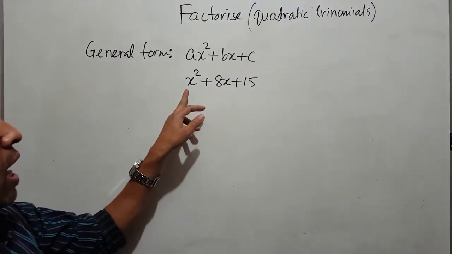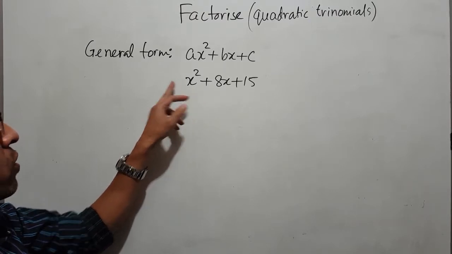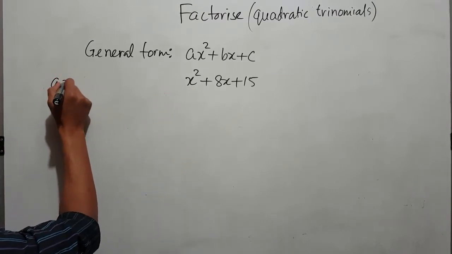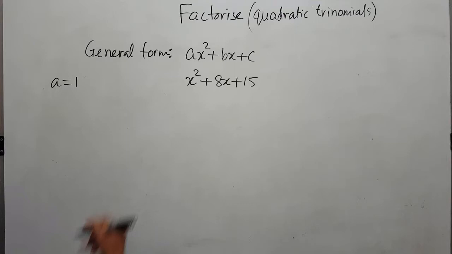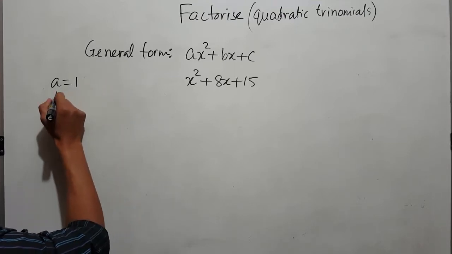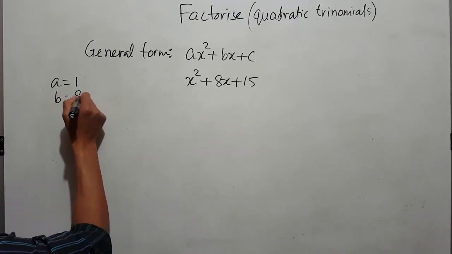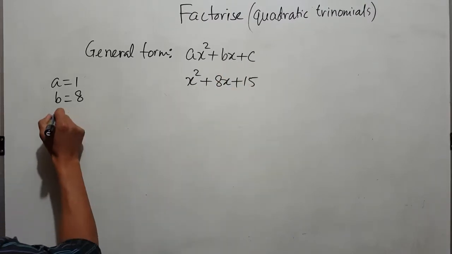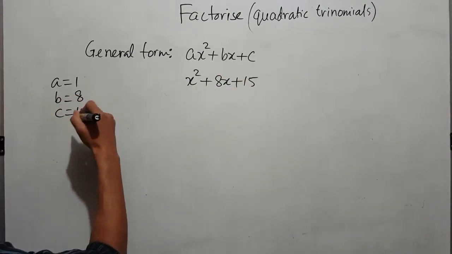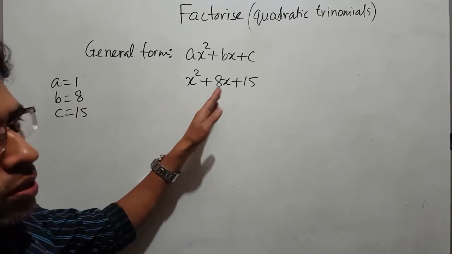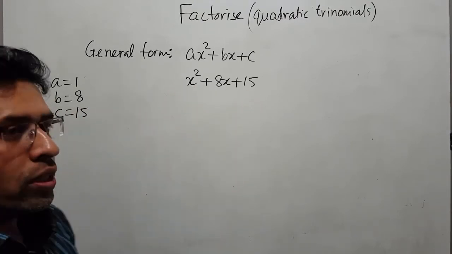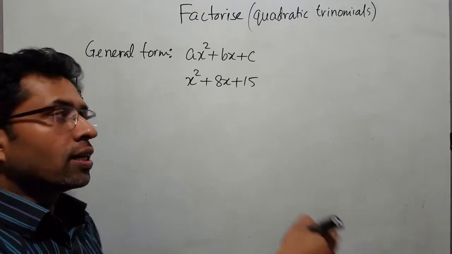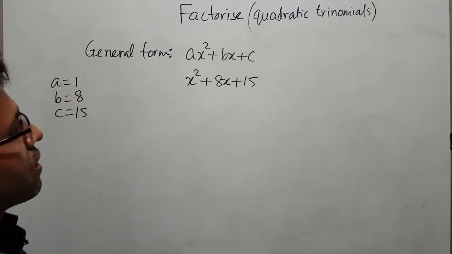In this case, our coefficient of x squared is 1, so a equals 1. What is our b? Our b equals 8, because b is the coefficient of x. What is c? C is the constant, so c equals 15. It is very important that you understand what a, b, and c are, because when we do the quadratic solution, we need to know a, b, and c.